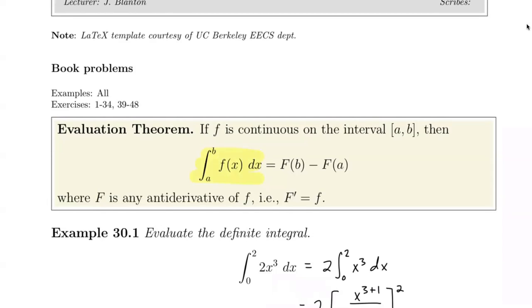If the function in this integral, lowercase f of x, is continuous on the closed interval a to b, so it's continuous at a and b, and lowercase f happens to be the derivative of capital F, so in other words, capital F is the antiderivative of lowercase f, well, then the integral, or the area between the curve y equals f of x and the x-axis between a and b, is given by this difference of the antiderivative, F of b minus F of a.